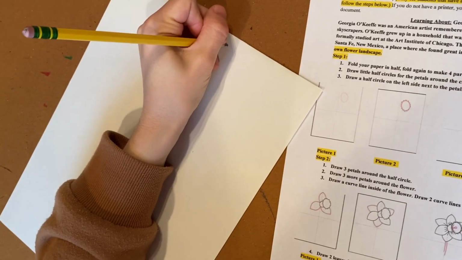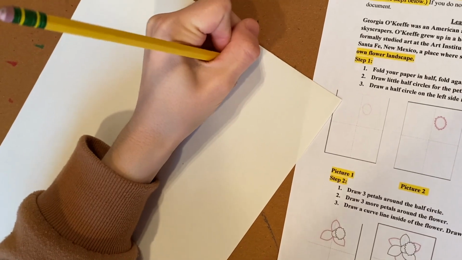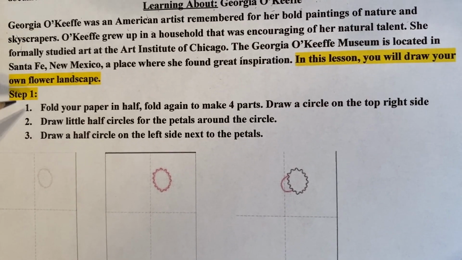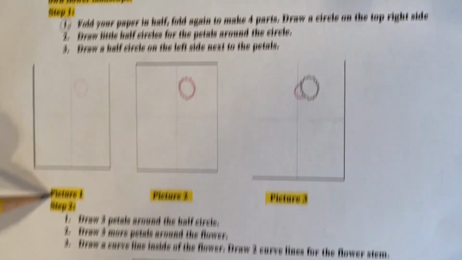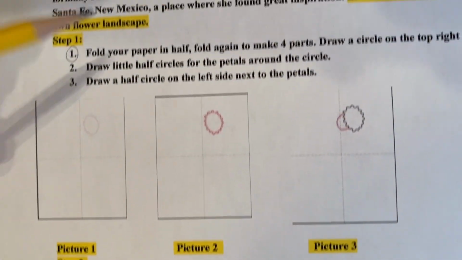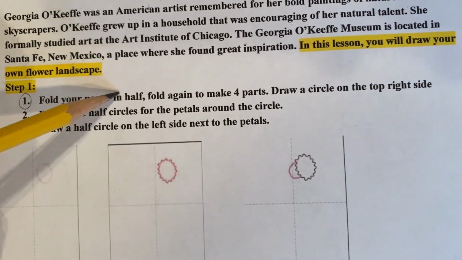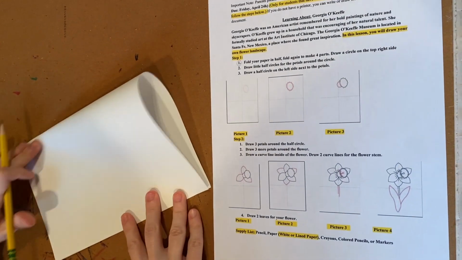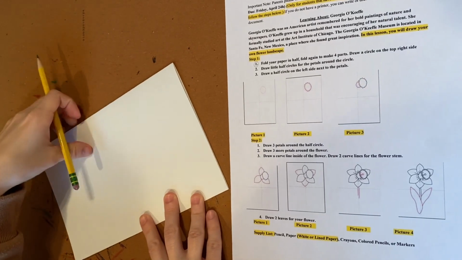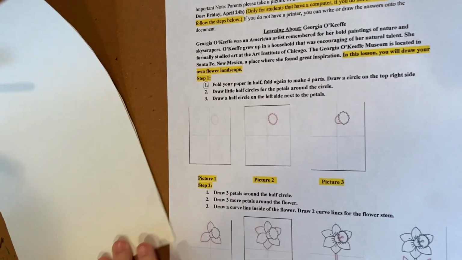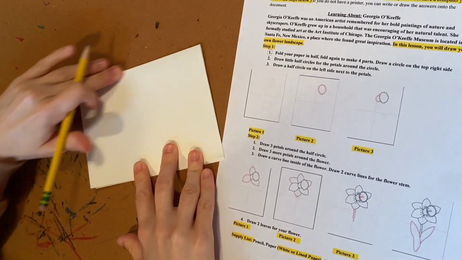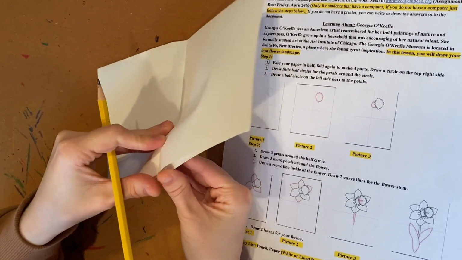Before we get started, I'm going to write my name and class code, and I'm going to flip it over. Step 1. So here's number 1, and here's picture number 1. We're going to read part number 1. Fold your paper in half. So now the paper's folded in half. Fold again to make 4 equal parts. Then after, I'm going to open it up.